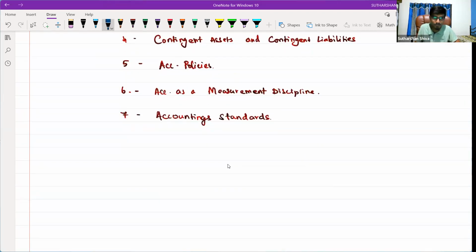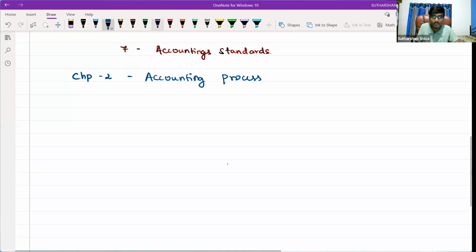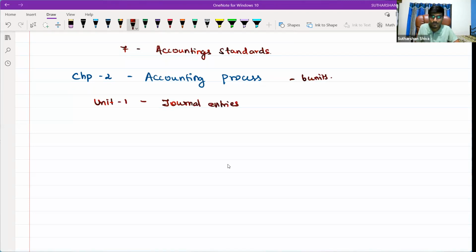Then if we move on to chapter number 2, again a very easy chapter, a very scoring chapter. Most of the questions will be asked from this chapter also, though some students will feel we can do it at the last. In this, you have a total of 6 units. Your unit 1 starts with journal entries. Unit number 2 is followed by ledger. Unit 3 is followed by trial balance. Don't say after it is final accounts.